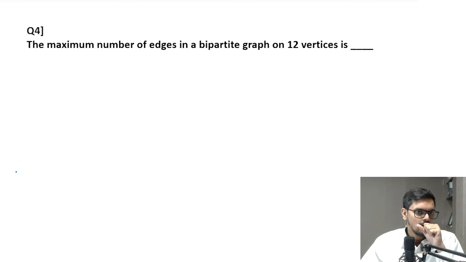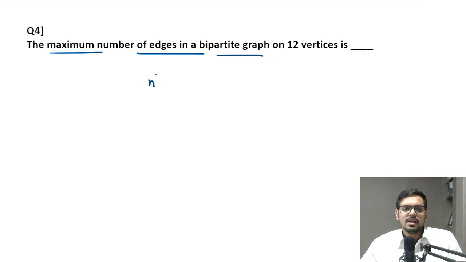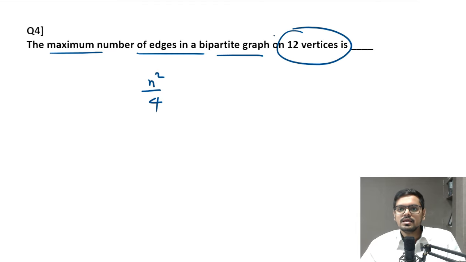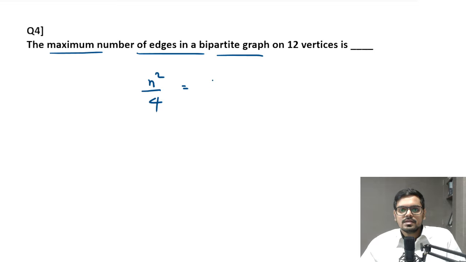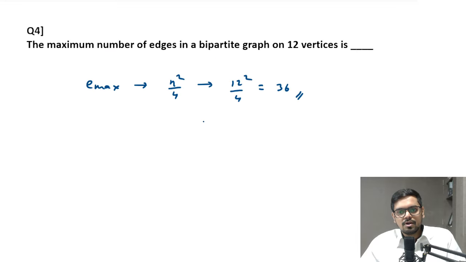Try the next question. Pause the video, try, then look at my solution. The maximum number of edges in a bipartite graph on 12 vertices is, you know the derivation I have explained, the maximum number of edges in the bipartite graph was n square by 4, and luckily here n is 12, otherwise you can use the floor function of n by 2 into the ceiling function of n by 2. That will also give you the correct answer if n was odd, but nevertheless here what is the answer? The answer is 12 square by 4. Put that into the calculator, you will get 36 as the answer. Straight away we have seen the derivation and proof in the class, so no need to repeat again.